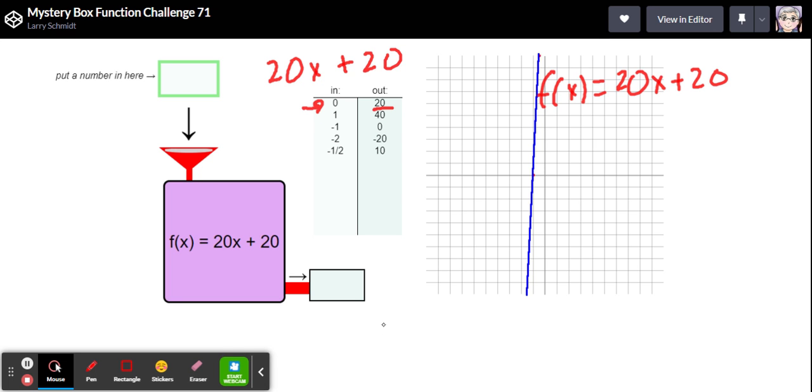Well, how did that go for you? Did you see that that was a linear function, and were you able to get this equation for the line?